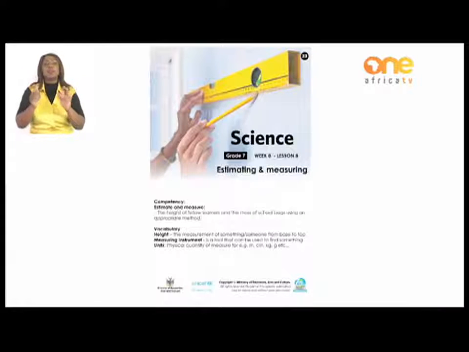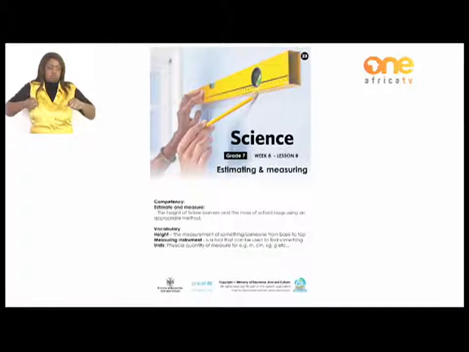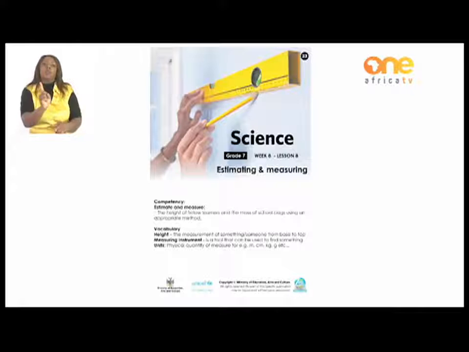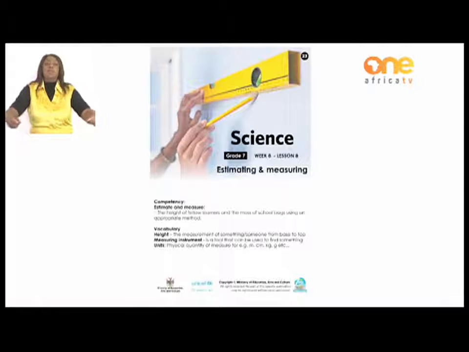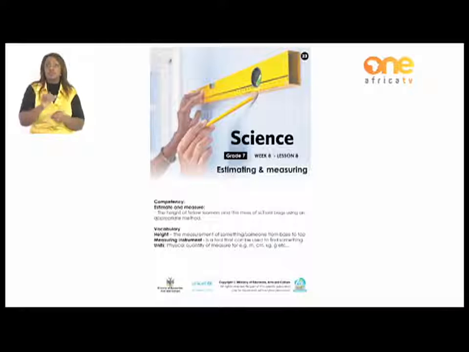The words that you need to know are height. Definition of height: the measurement of something, someone, from base to top, that is the definition of height. Measuring instrument is the tool that can be used to find something. Units or measuring units: physical quantity of measure, for example meter, centimeter, kg, etc.